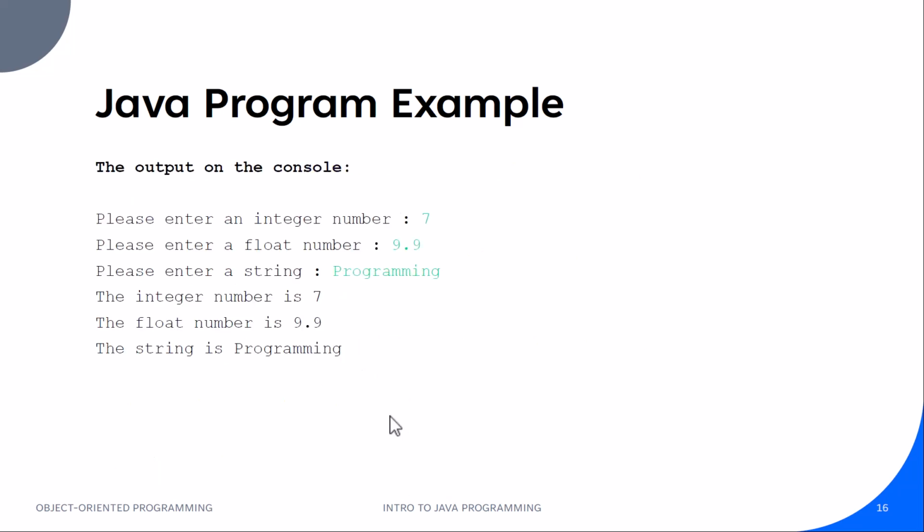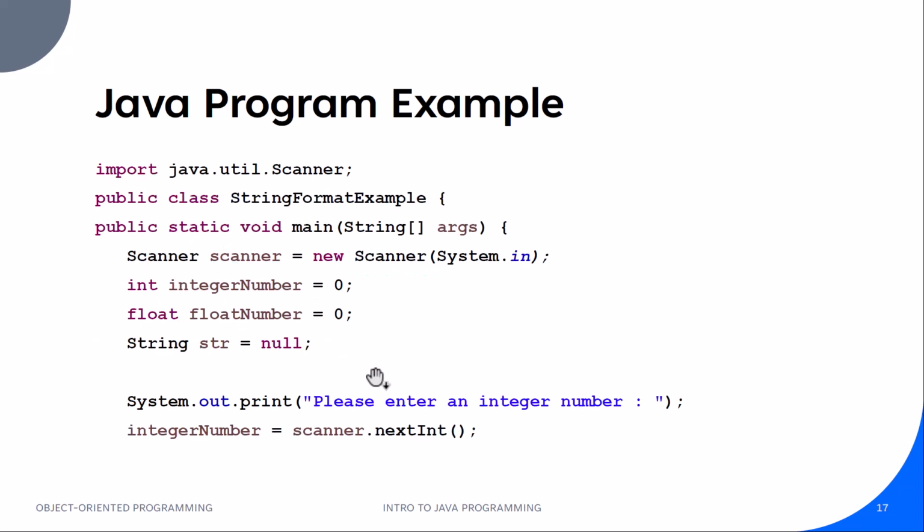Now, the output on the console of the application is as follows. First, the compiler will print out "please enter an integer number." In this particular example, I input 7, and then the compiler will ask me to enter a float number. I put 9.9, and then I'm going to input a string such as programming, and it will show the numbers that I put, such as 7, 9.9, and the string is programming.